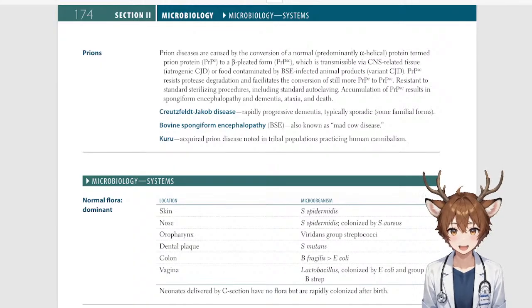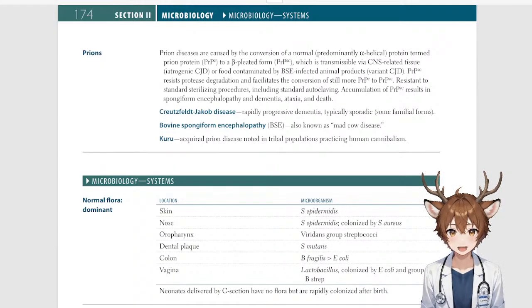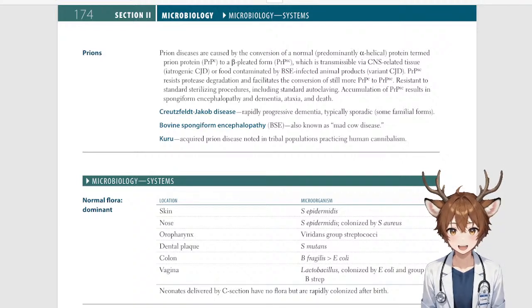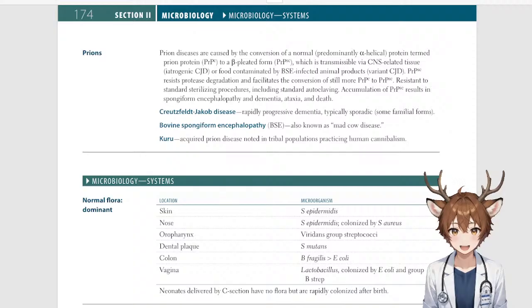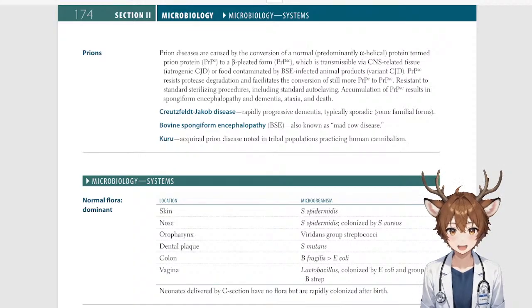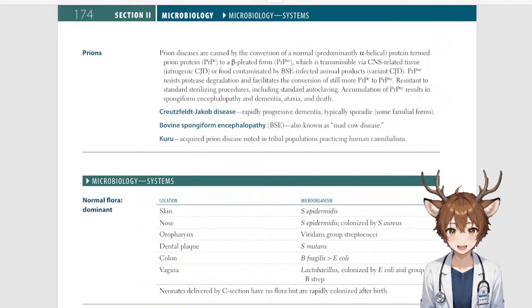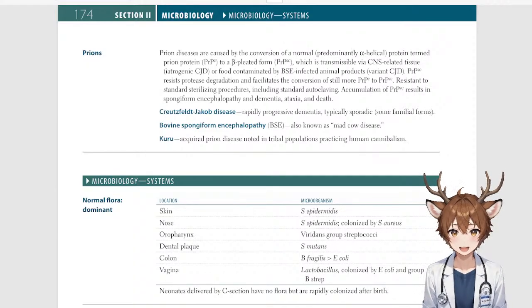It is not fun. Prion degeneration is very nasty. And it's super freaky too, because it's not actually a living thing. This is in the microbiology chapter, sure, but it's not actually like an organism. It's not a virus, and it's not a microbe in the way that we think of a bacteria or a parasite. It is a protein that's misfolded, and it creates this whole chain reaction that will kill you eventually.